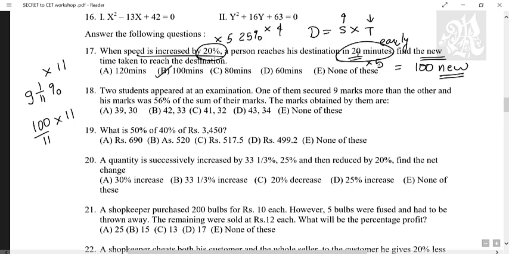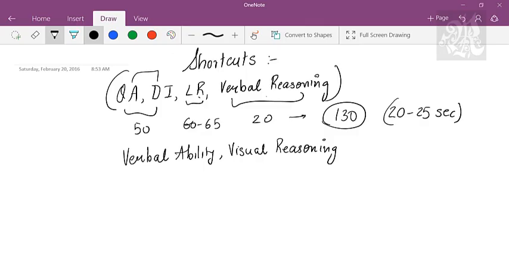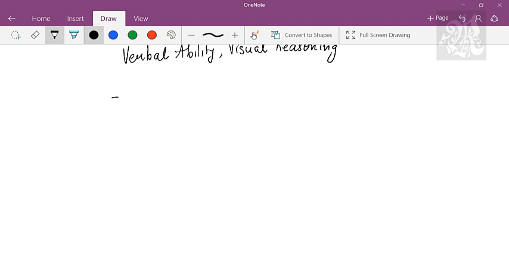Alright, look at the 18th one. Two students appeared at an exam. One of them secured 9 more than the other and his marks were 56% of the sum of marks. Now his marks were 56% of the sum of marks.